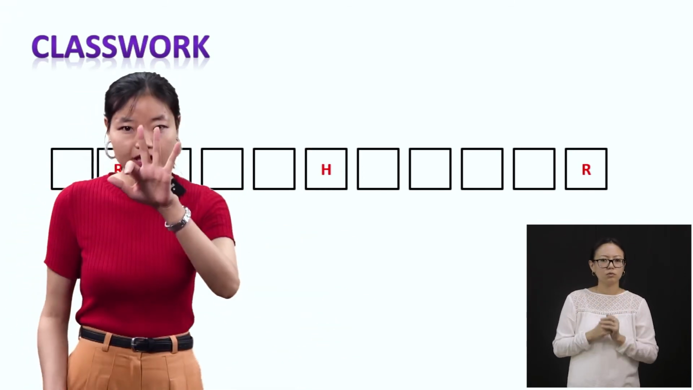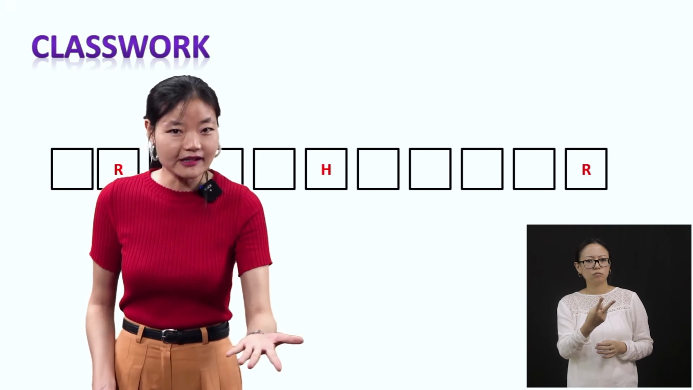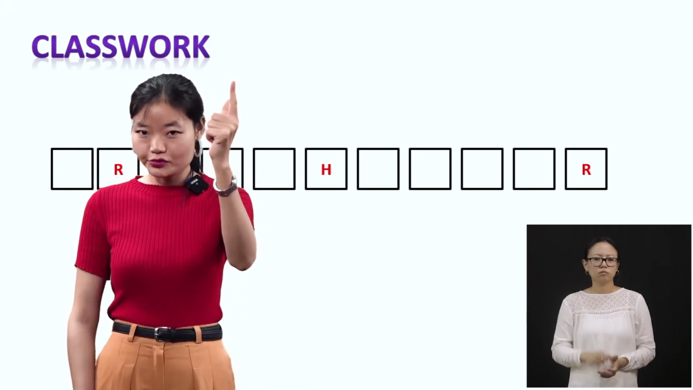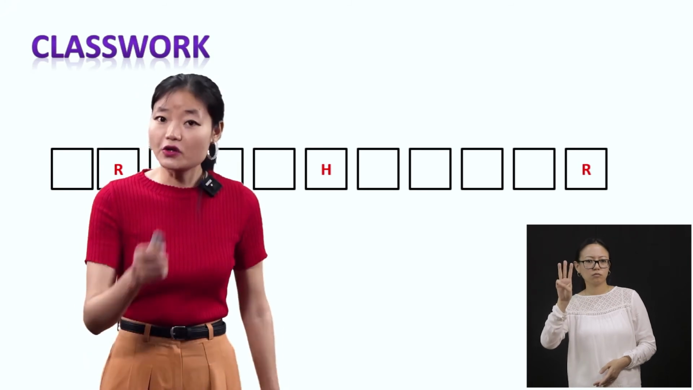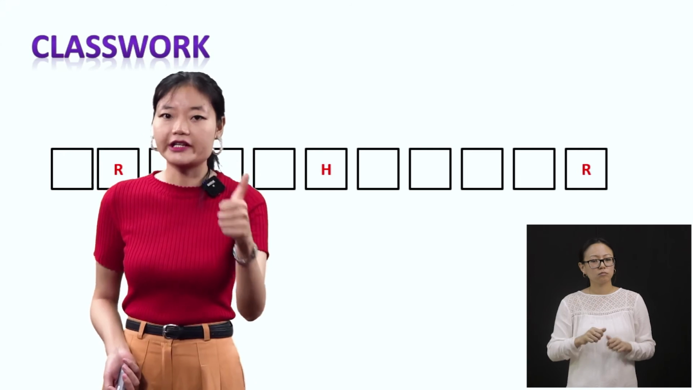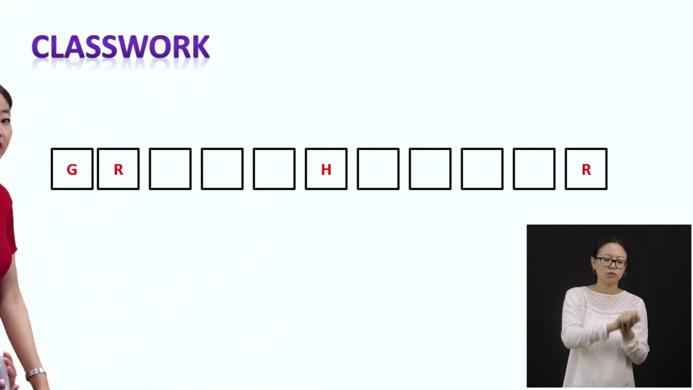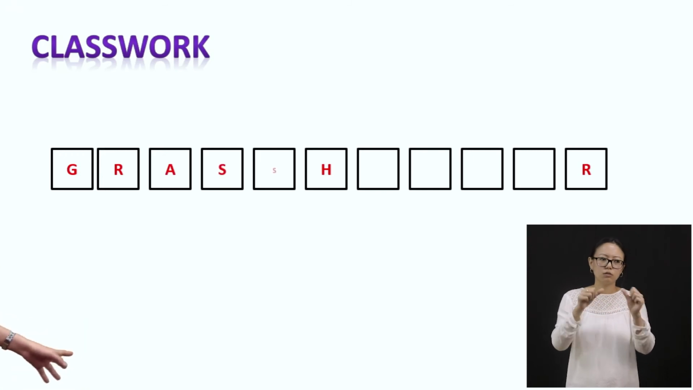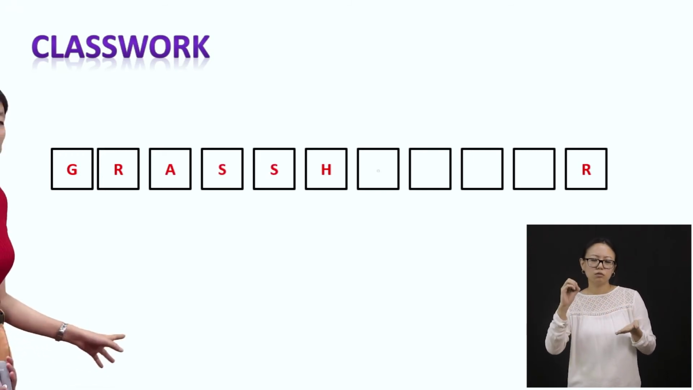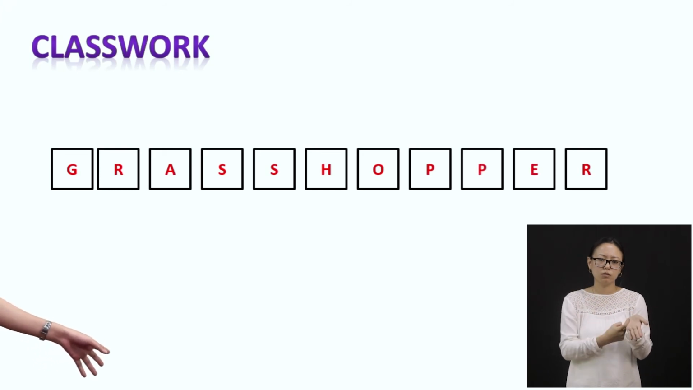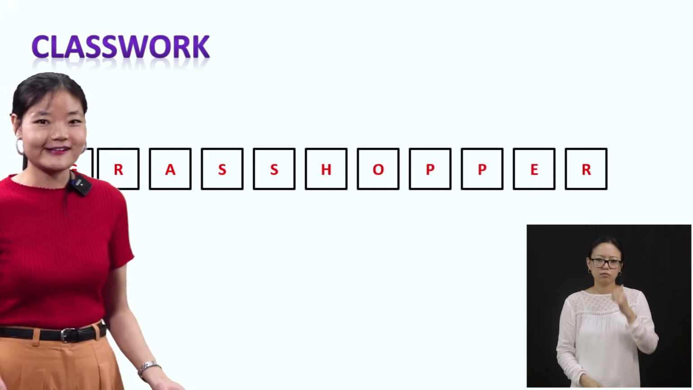At the count of 3, you will tell me the answer. All right, here we go. 1, 2, 3. If you are thinking that this is grasshopper, then you are absolutely correct. G-R-A double S, H-O double P, E-R, grasshopper, right?